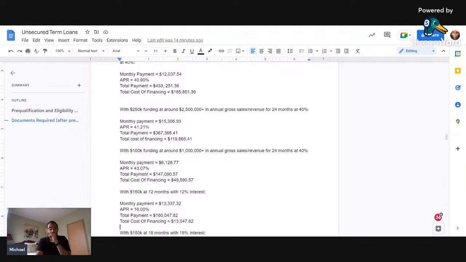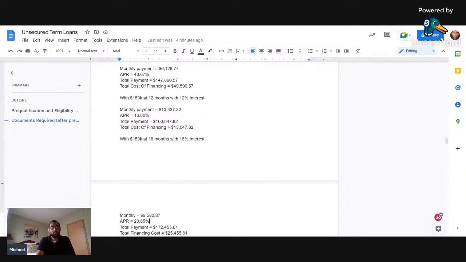So with 150K at 12 months with 12% interest, this can be an ideal situation. The monthly repayment would be about 13,000. Your APR is significantly less. Total payment, 160,000 and above. Total cost of financing, way less than the first one. Look at that, 13,000 you're only paying.